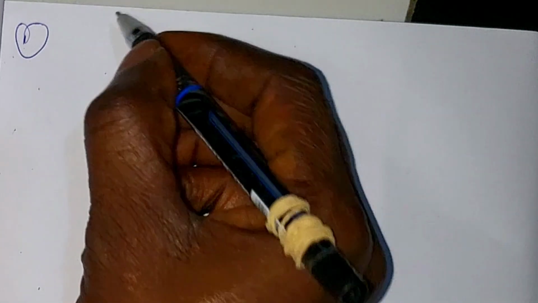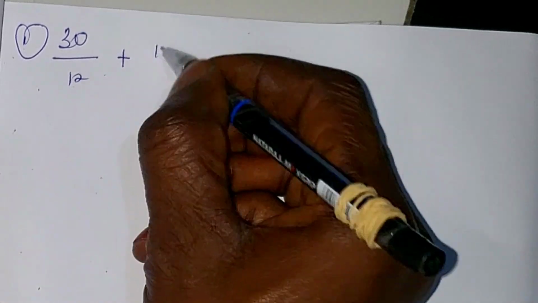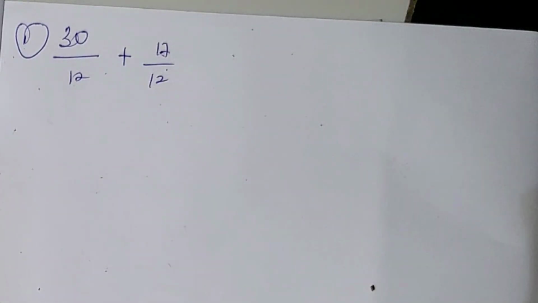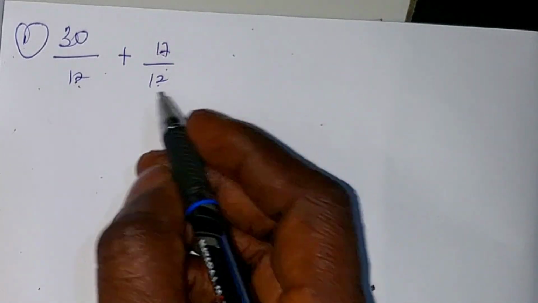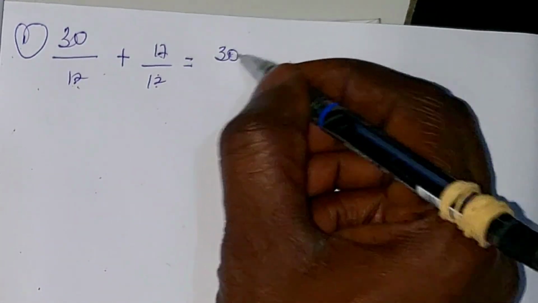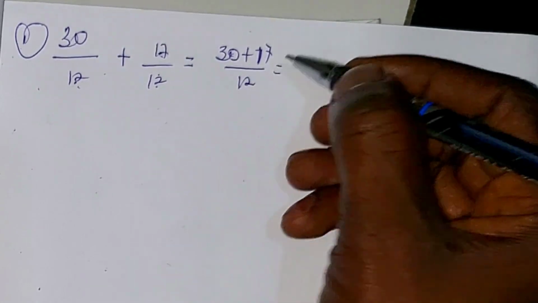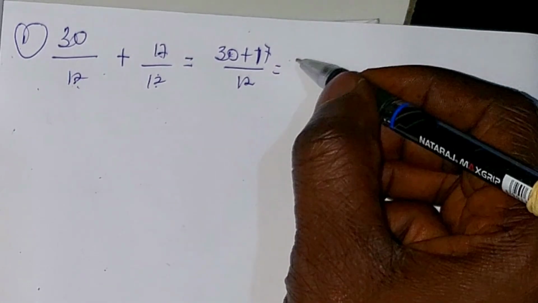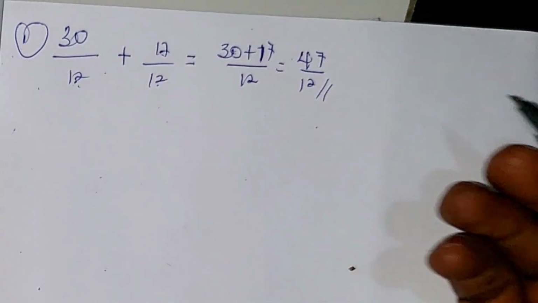When we talk about like fractions, we're looking at fractions with the same denominator. So let's say you take 30 over 12 plus 17 over 12. Now this is a like fraction because the denominators are the same. So all you need to do is add the numerators, which is 30 plus 17, all over 12. When you add 30 plus 17, you get 47 over 12. That becomes the final answer.